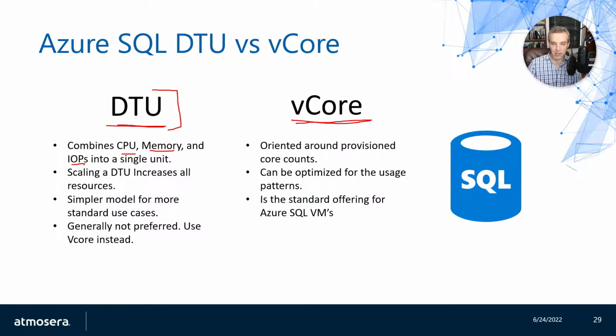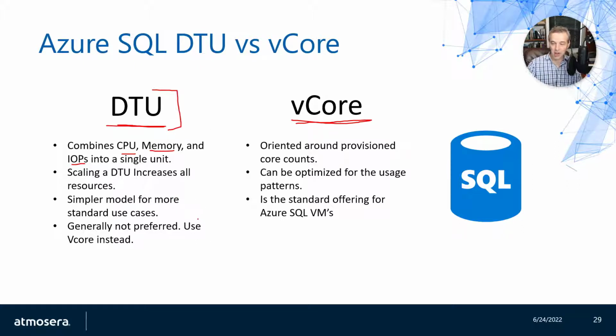Now that basically gives you one slider that you can use to adjust the performance characteristics of your database. If you need more CPU, you have to increase the amount of memory that you're using as well as the IOPS that you're using at the same time. So they're not independently scalable within that context. However, it is a very simple model, and it is one that is easy to use. If you're not familiar with the performance characteristics of your database, this might be a good option.